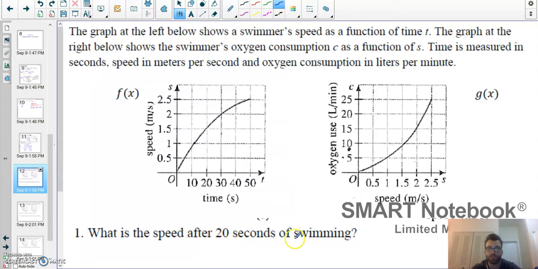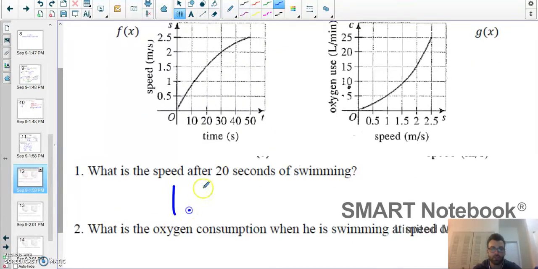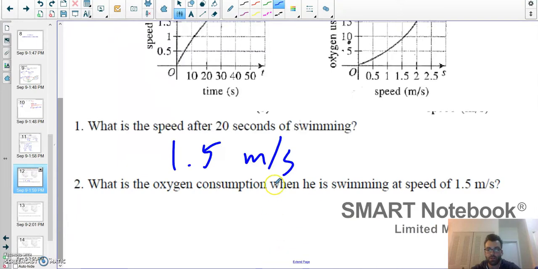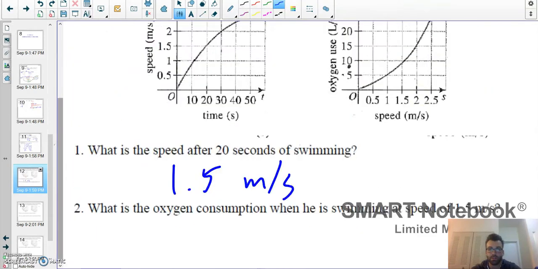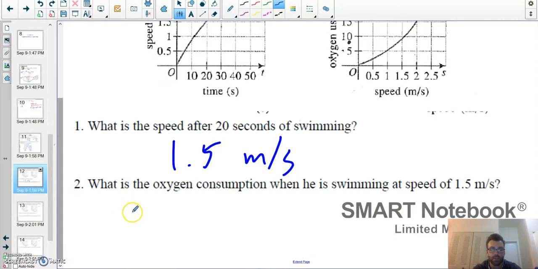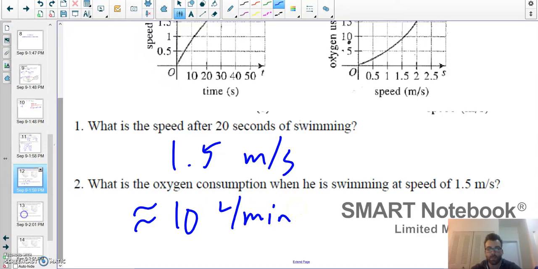What is the speed after 20 seconds of swimming? So what's the swimmer's speed? Here's time, here's 20 seconds, boom, it's 1.5. Similarly, what is the oxygen consumption when he is swimming at a speed of 1.5 meters per second? I'd go over to 1.5 meters per second and go here, it's about 10 liters per minute. You can write 10, or remember the double squiggly means about 10. Liters per minute, yeah.